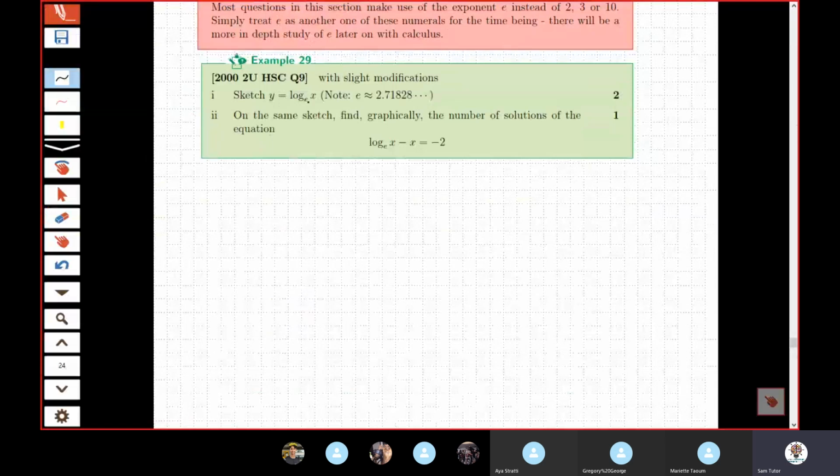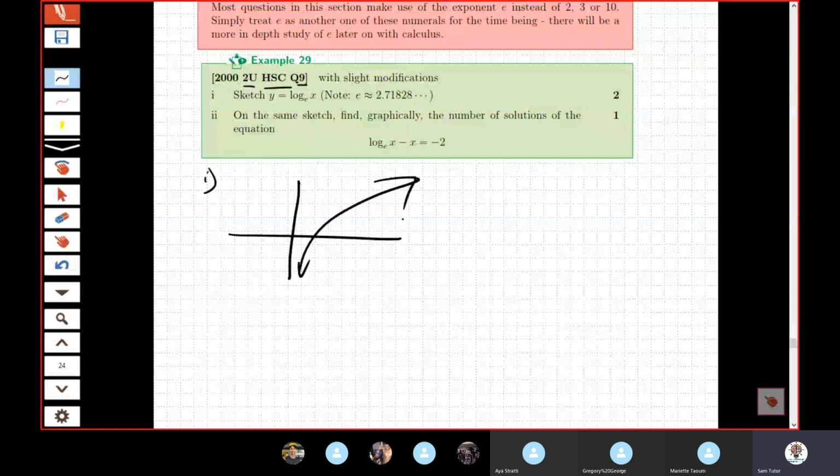These are easy. Sketch log e x, 2000 2-unit HSC question 9 with slight modification. But question 9 is the second last question of the exam, so meant to be hard, let's say. All right, y equals ln x looks like this. There you go. You got yourself 2 marks. Nah, come on. If it wants 2 marks, they want you to show a bit more stuff. So there's your 1. Maybe show 2. So that becomes ln 2. For 2 marks, you got your graph. You've shown a point. If you want to show another point, you can do that.